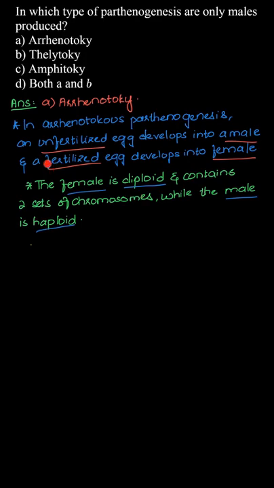So F for fertilized, F for female. A fertilized egg in Arrhenotokous parthenogenesis is going to produce a female. It's a hint to remember in which case what type of gender is going to be produced. Let's move on to Thelytokous.